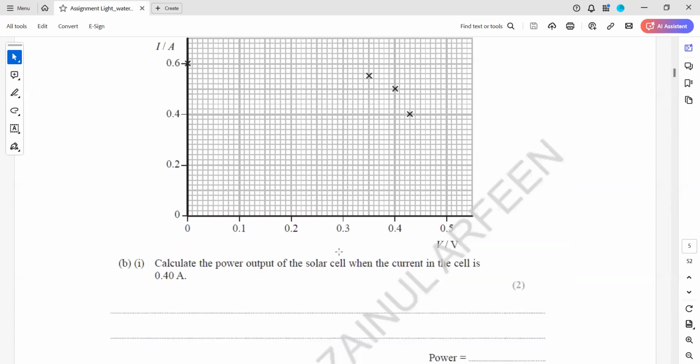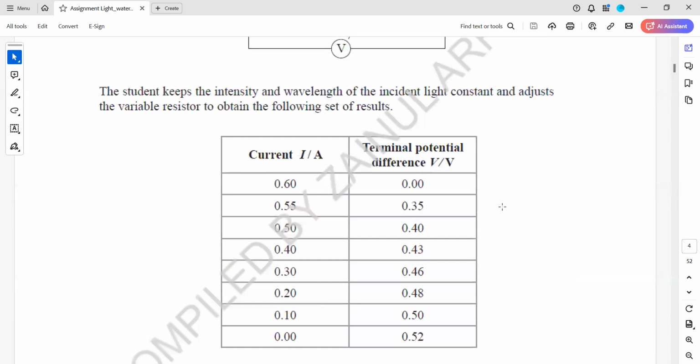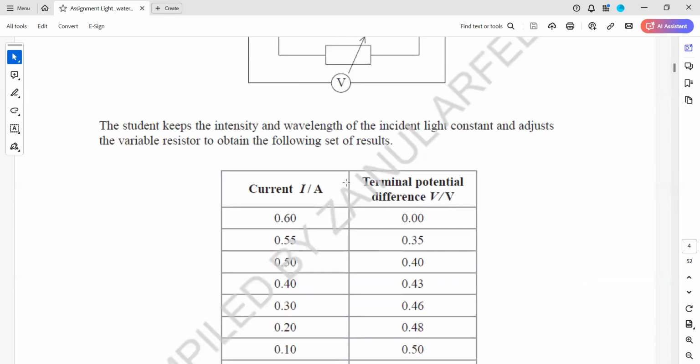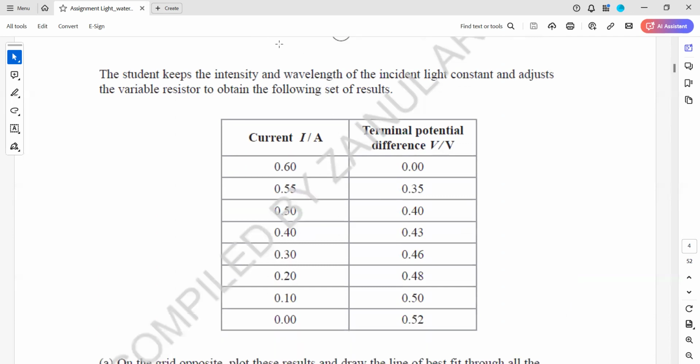Then calculate the power output of the solar cell when the current in the cell is 0.4. We need the power output when the current is 0.4. What is the potential across it? The potential across is 0.43. And we have the formula P equals VI.